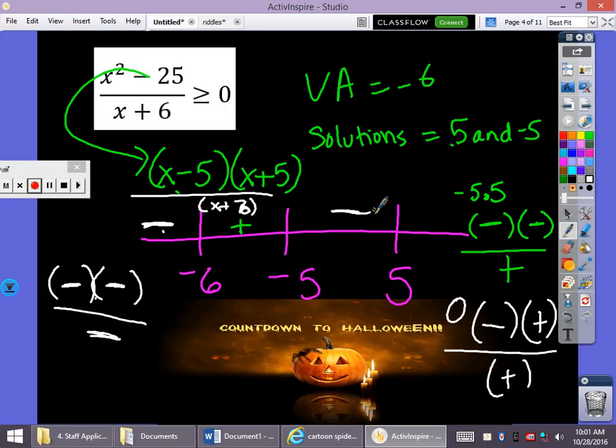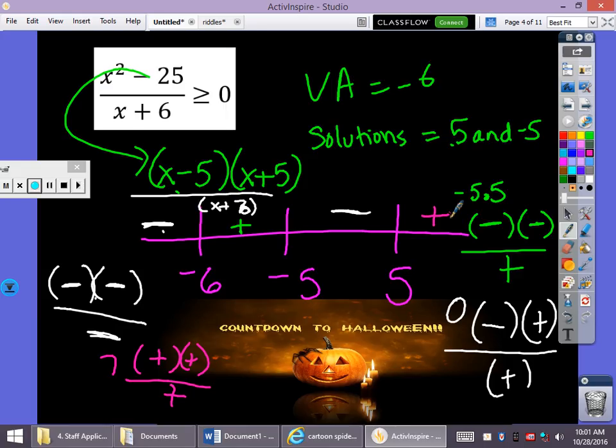I need a number bigger than 5. 7, okay. 7 minus 5, so it's positive. 7 plus 5, positive. 7 plus 6 is also a positive, so my final answer is positive.